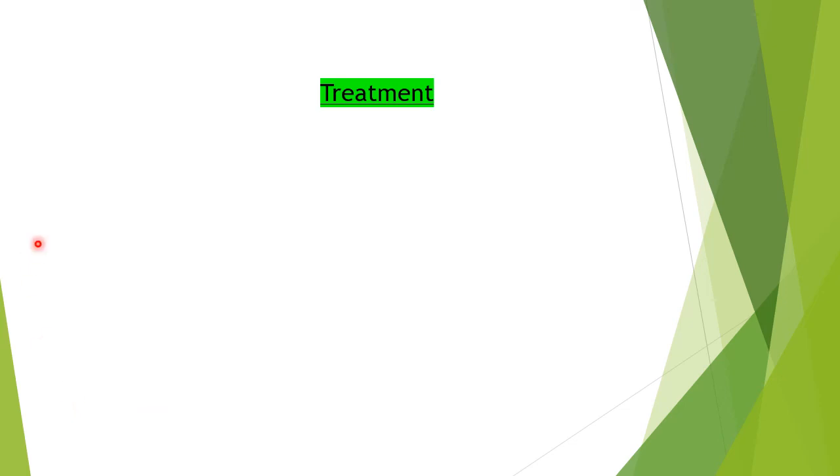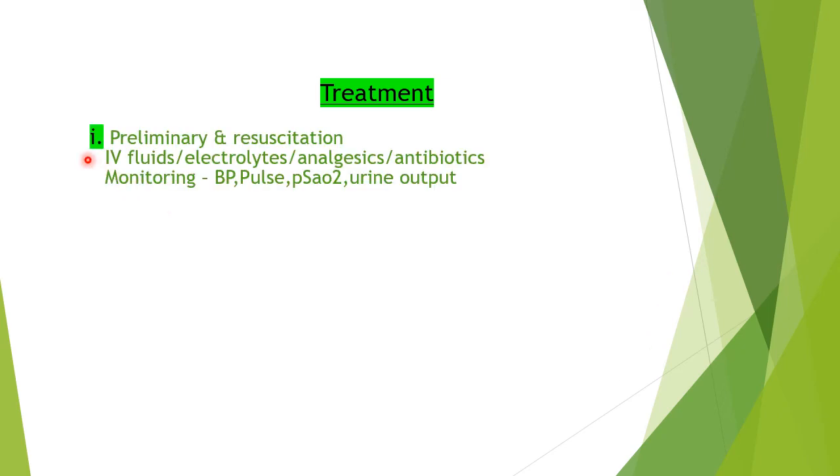Now, once you have got the diagnosis, then you go to the treatment. The first step is preliminary treatment and resuscitation with IV fluids and electrolyte replacement, analgesics, and antibiotics. What you do depends on the severity of the patient's condition. And while doing this, you must ensure that the patient is adequately monitored, with monitoring of the blood pressure, pulse rate, arterial saturation, and urine output. These are the commonly done simple procedures for all patients.